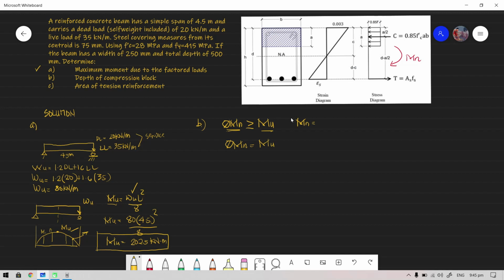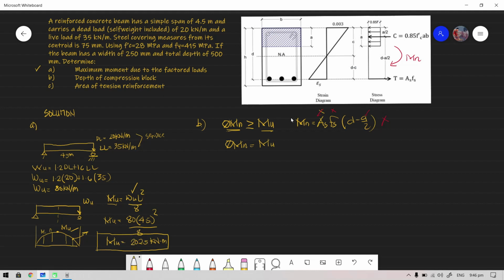So, the C considering T, we have Fs, we have D minus A over 2. In this formula, we have As unknown, di natin alam. Fs, di natin din alam kung mag-yield o hindi. And then we have also A here. So, in one equation, we have 3 unknowns. So, hindi natin pwedeng gamitin to.